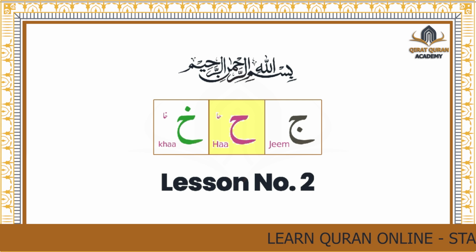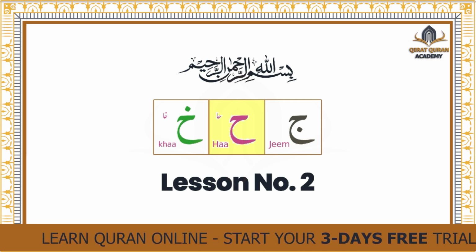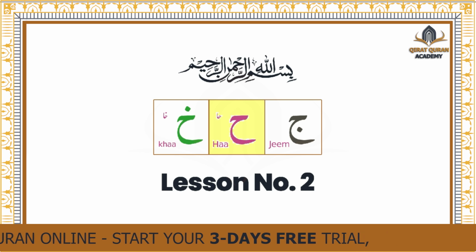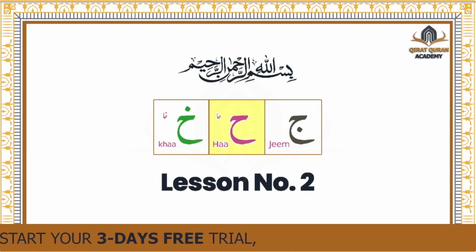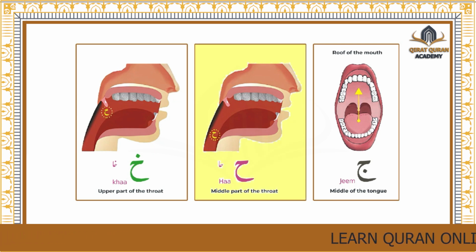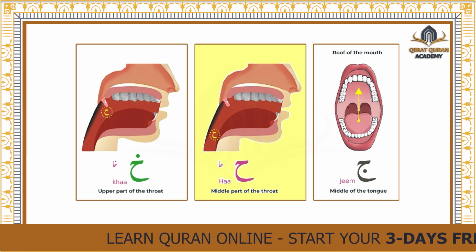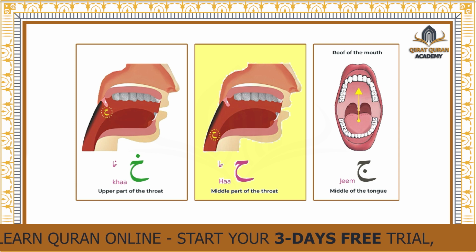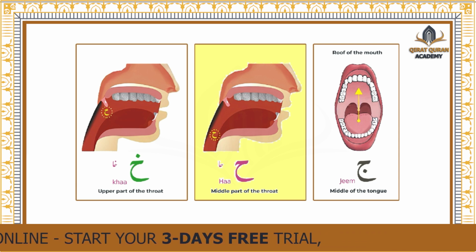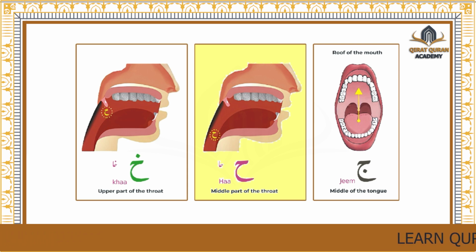Ha. When we pronounce Ha, the sound spills out like Ha. Let me show you the origin of Ha. This is the inner view of mouth, and Ha is pronounced from the throat and from the middle portion of the throat like Ha. It is pronounced from the middle part of the throat.